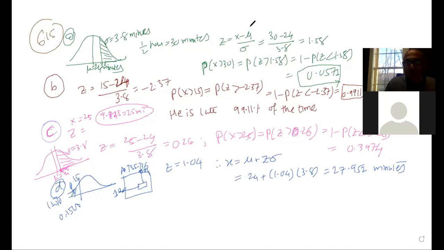And now, last part is part E. It says: find the probability that two of the next three trips will take at least this long. You don't have to use a normal distribution, you can use the binomial distribution too. Using the binomial distribution, we can find the probability of two of next three trips, which means out of three, two trips. Your probability will be 0.0571.